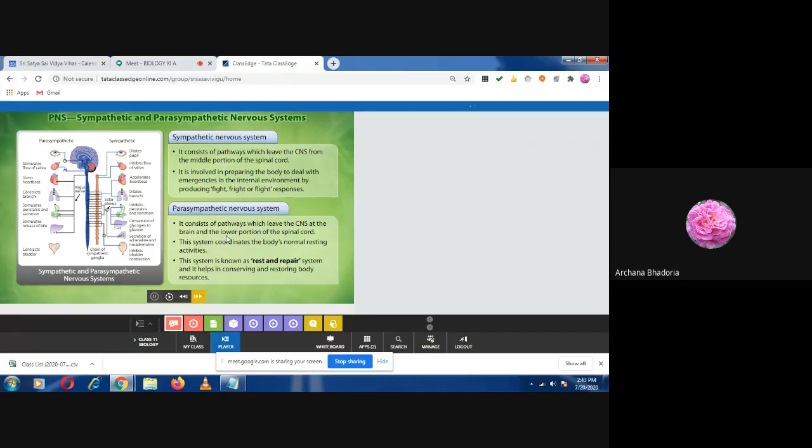Could you see? And the lower portion of the spinal cord. Now the activity: this system coordinates the body's normal resting activities. Normal resting activities. And this is known as the rest and repair system.